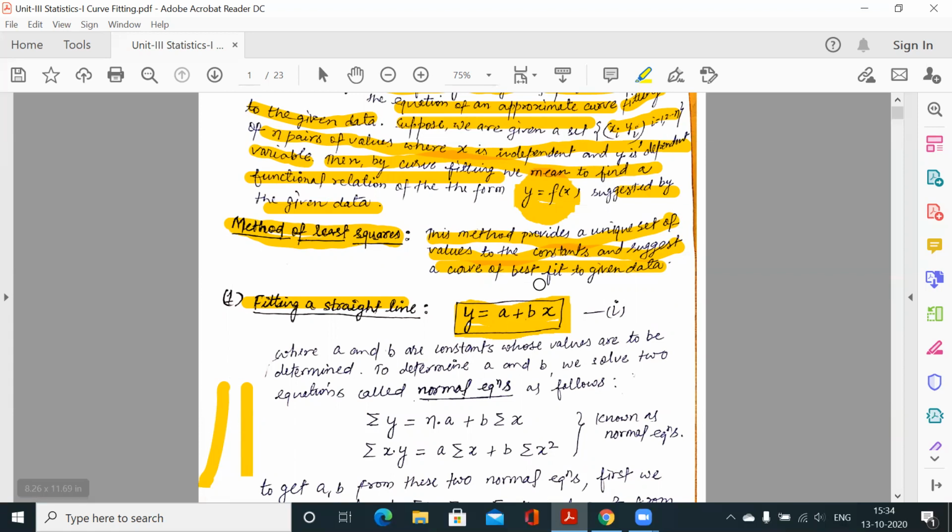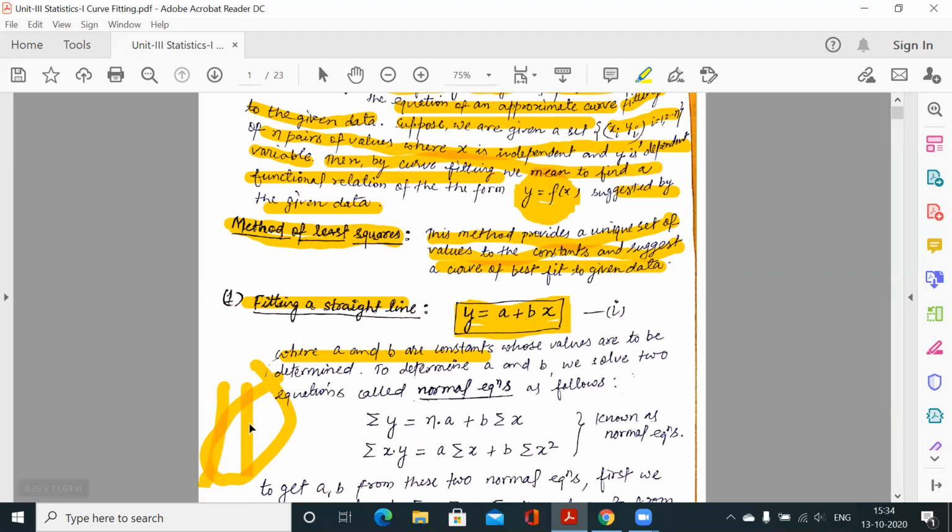Using these values, we have to fit this relation between y and x. So in that, what we have to do is find the values of a and b, where a and b are constants. Means the examiner will give you the set of x, y values and the question of which type of curve you have to fit using this.